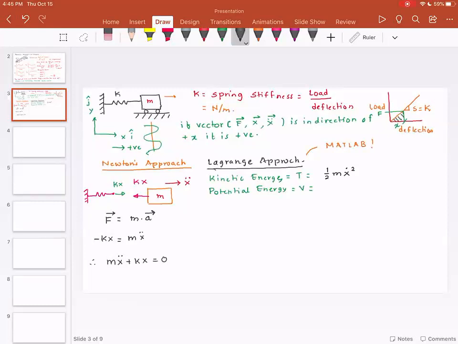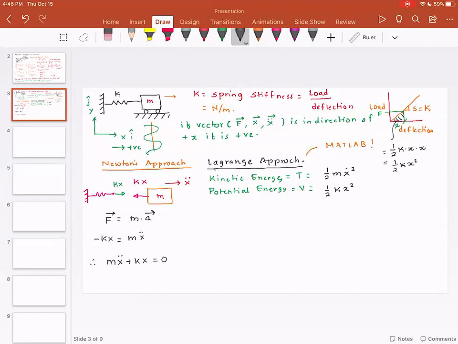Potential energy is nothing but the area under this straight line. And the area under the straight line is nothing but 1 half k x times x, which is 1 half k x square. So 1 half k x square is the potential energy. So now I have found kinetic energy and potential energy.